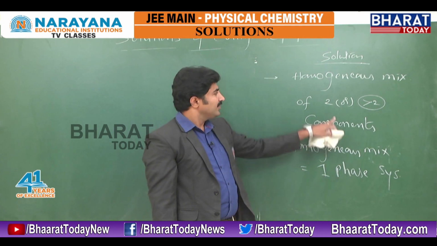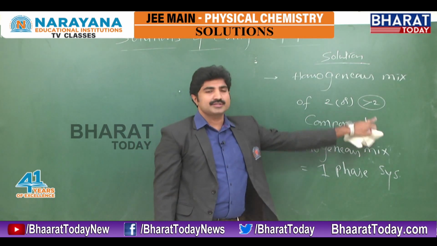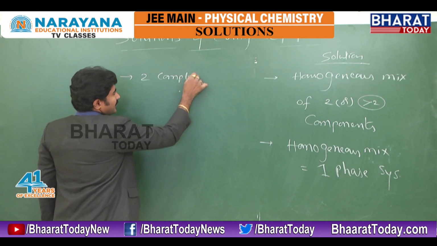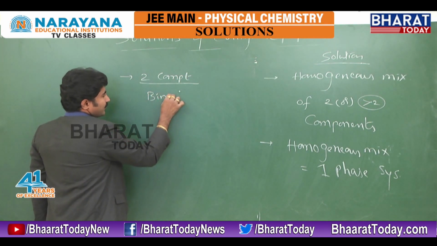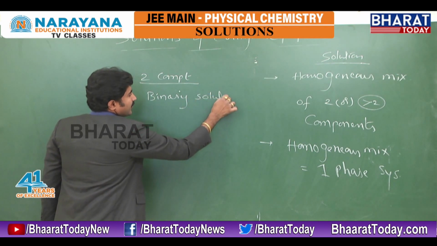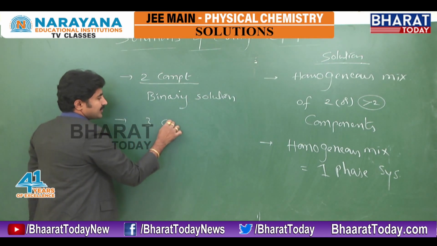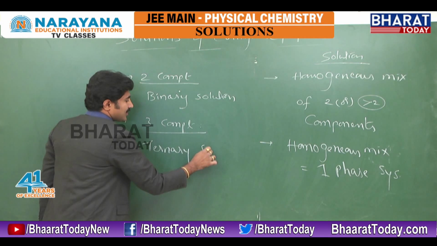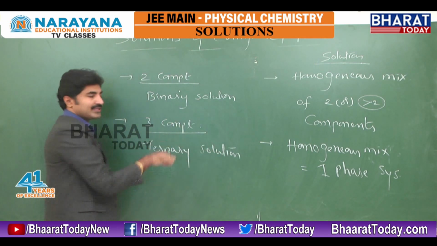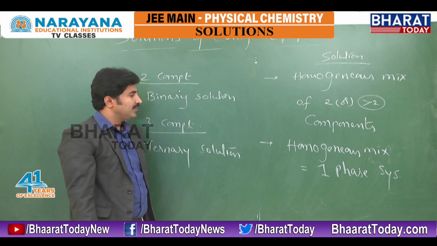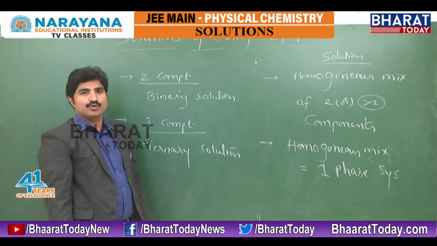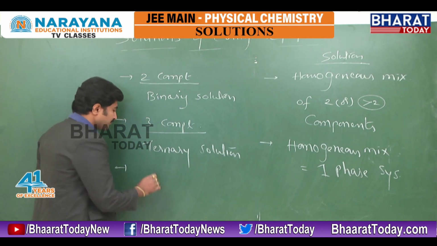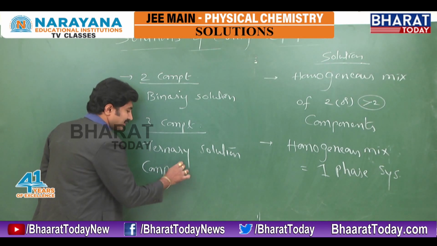It is a one phase system that may contain either two components or three components. If two components are present, that is called a binary solution. If three components are present, that is a ternary solution. Whether it is a binary or ternary solution, there must be only one phase. That is called a homogeneous mixture, and the composition must vary within certain limits.